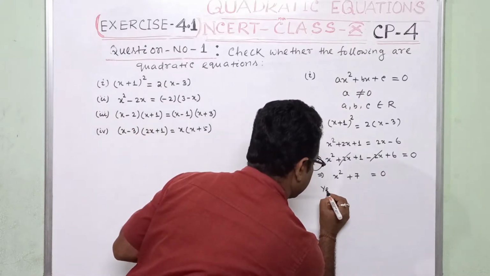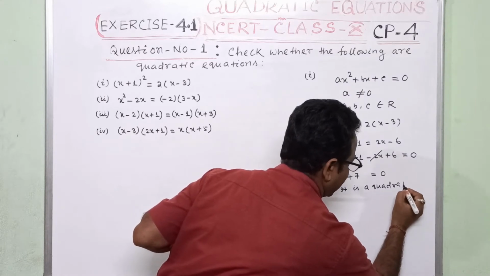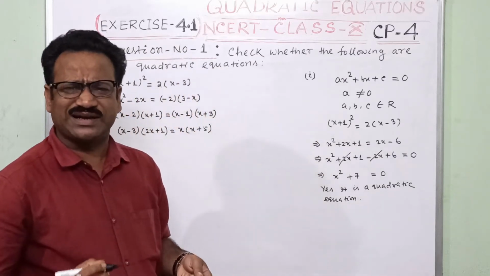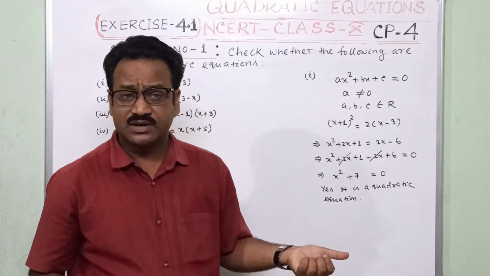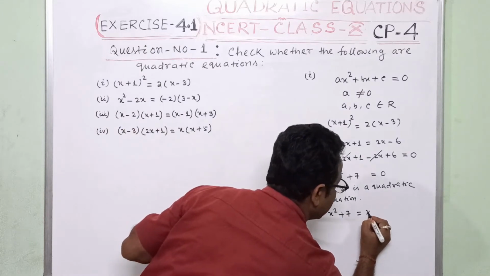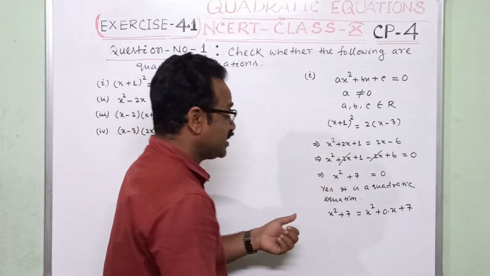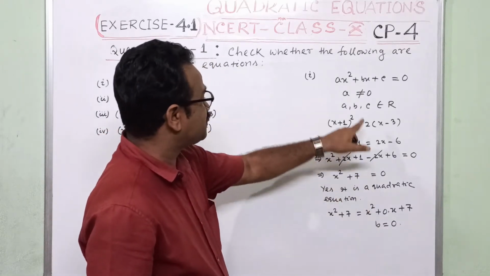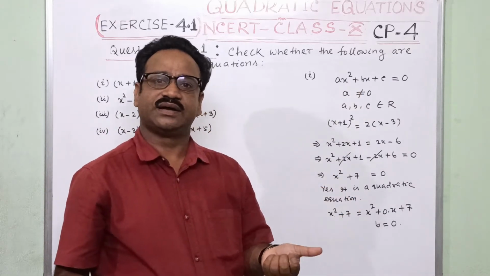Yes, it is a quadratic equation. Then there may be a question in your mind: it is not in the form of ax square plus bx plus c, so how is it a quadratic equation? Here I can write x square plus 7 is equal to x square plus 0 into x plus 7. So here b is equal to 0. We already explained a cannot be 0, but b can be 0. So this is in the form of a quadratic equation.